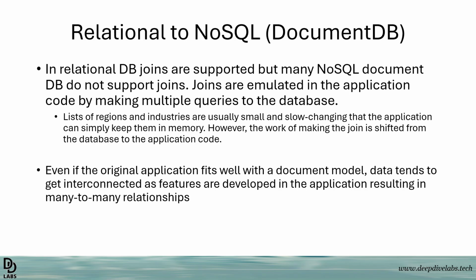Sometimes, even if the original application, let's say your LinkedIn, fits well in the document model, as more features are developed in the application, the data tends to get interconnected, resulting in many-to-many relationships.